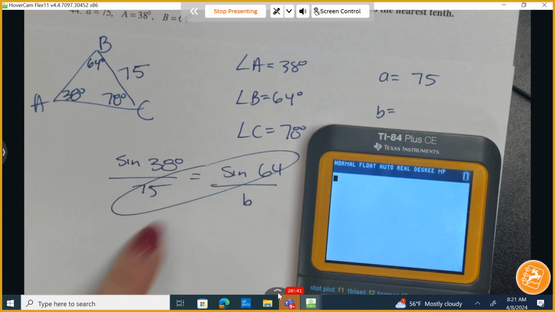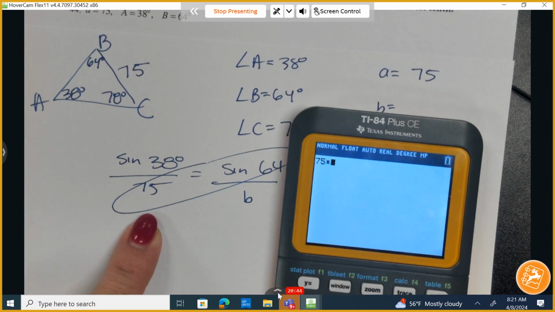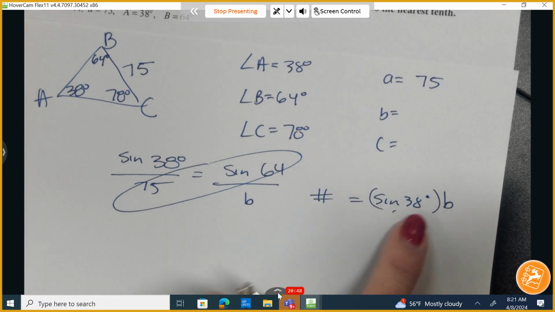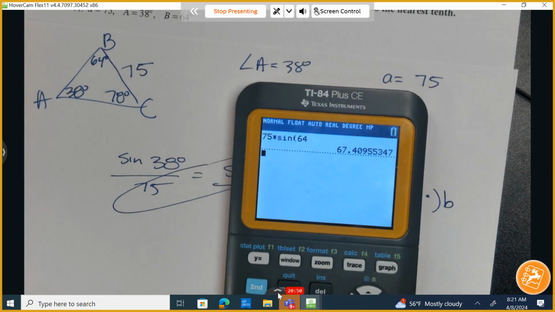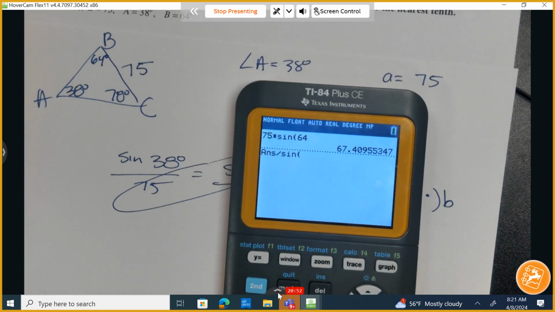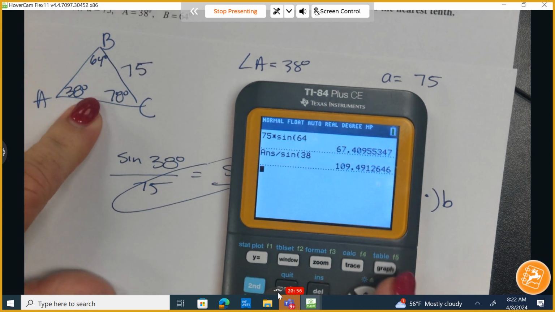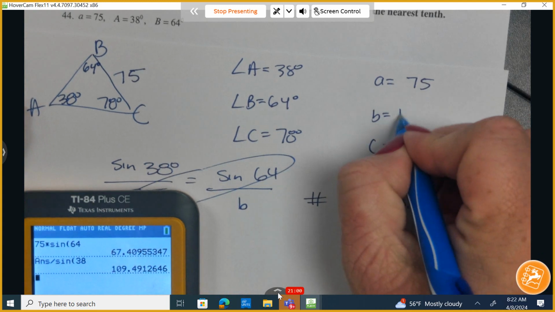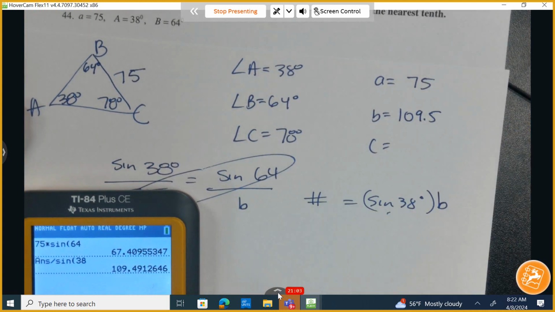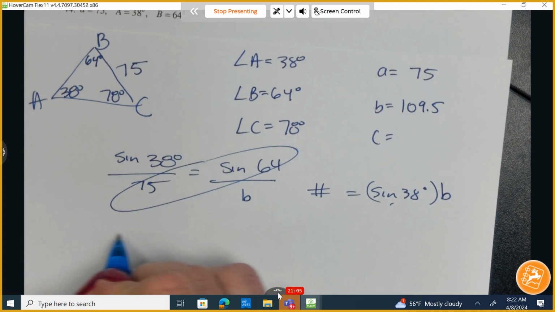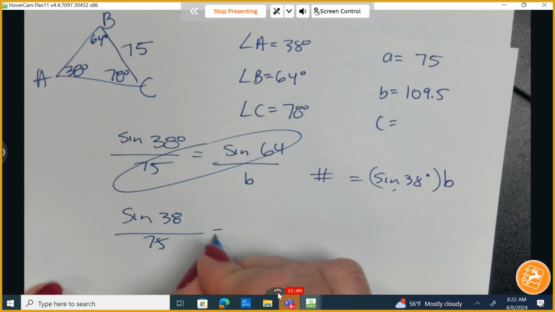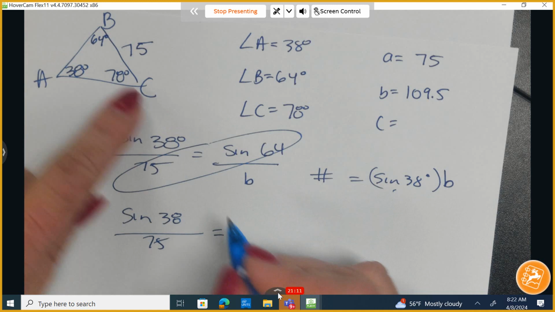So I'm going to start by multiplying here, 75 times the sine of 64. Now that's this value, and then I'm going to divide by the sine of 38. And that equals side B. So side B is approximately 109.5. That's an approximation. Okay, I'm going to stay with what I know. So there's no rounding to this, and now I'm going to move to 78.